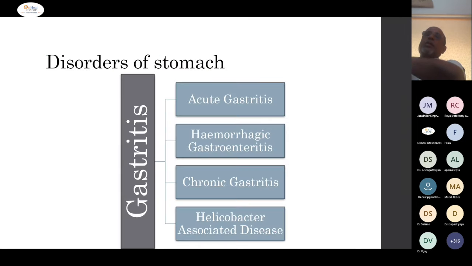Gastritis is inflammation of the stomach. We see lots of cases in our day-to-day practice. It can be acute gastritis. It can be hemorrhagic gastroenteritis. It can be chronic gastritis, or sometimes chronic gastritis associated with Helicobacter, which is a very common disease in humans. We also encounter a lot of cases of Helicobacter problem in dogs, which we'll see later.